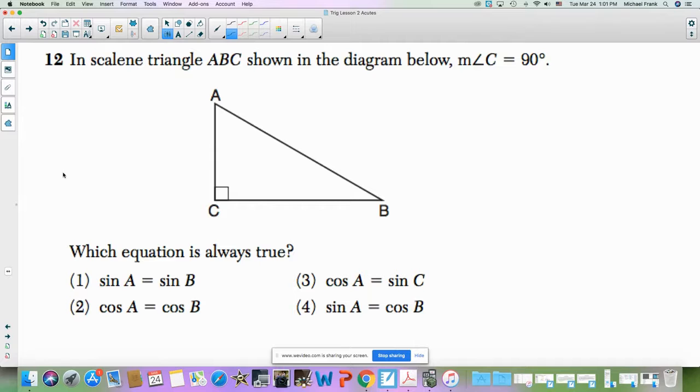This is a problem that's really asking, did you understand this entire lesson? Well, the most important point in this lesson is that when you have a right triangle, the two acute angles have a relationship in trigonometry, that the sine of one will always be the same as the cosine of the other. So quite simply, the answer to this question is 4.